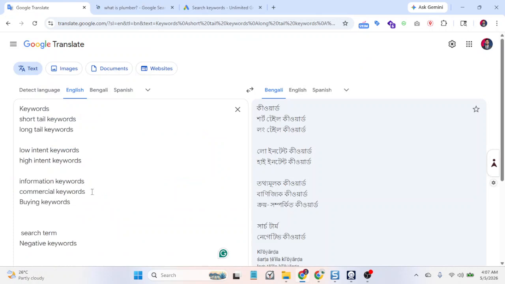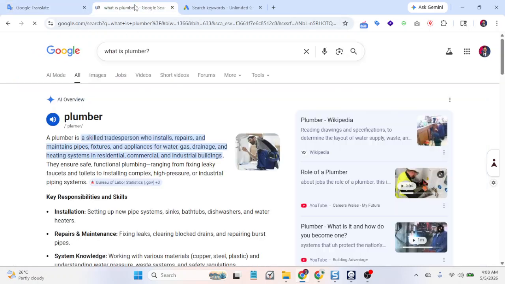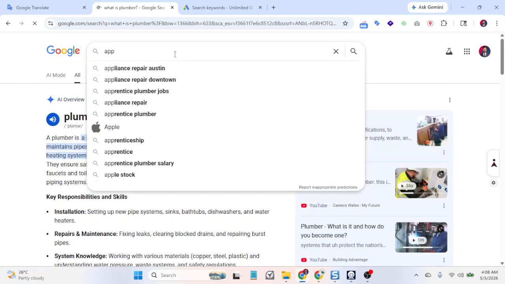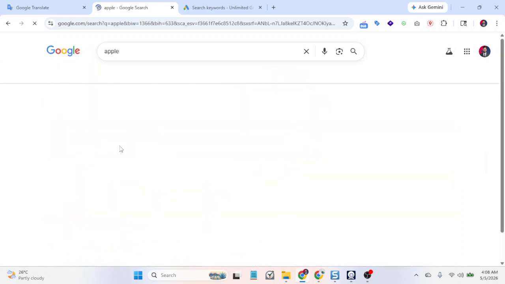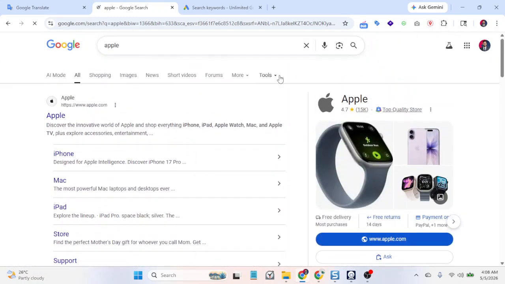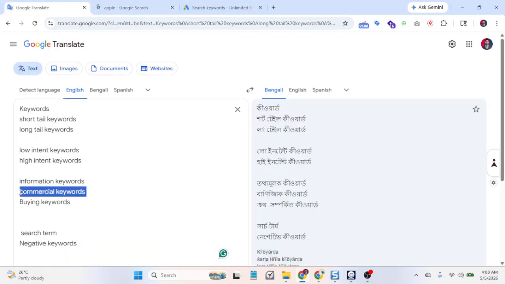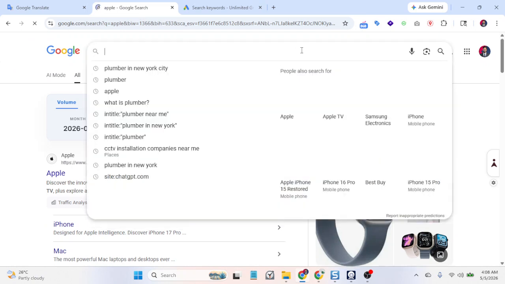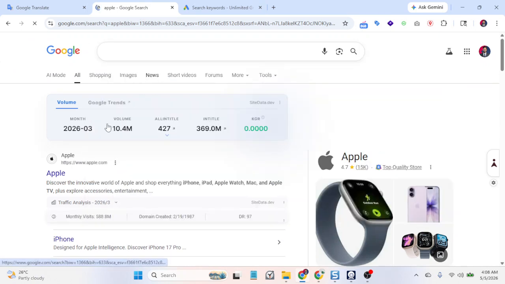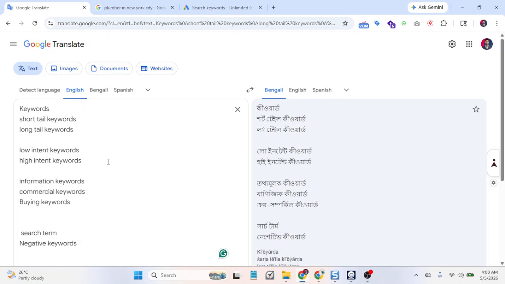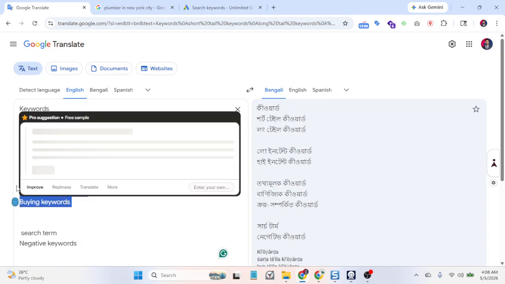And if someone searches any kind of brand, like Apple, or Samsung, or something like that, this is the commercial intent of keywords. And if someone searches "plumber in New York City" or "plumber near me," his intent is clear that he wants to buy. That's called buying keywords.